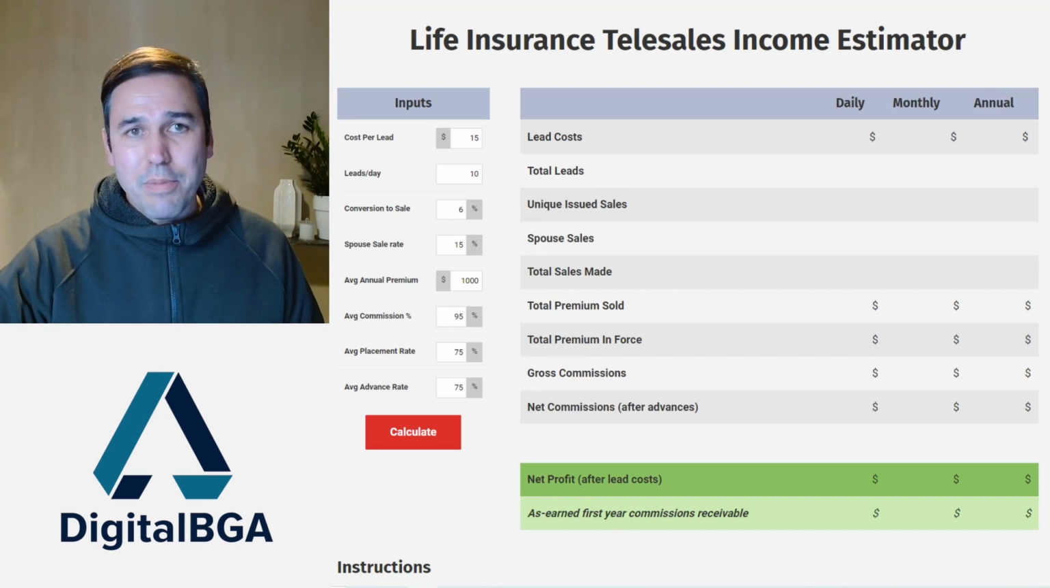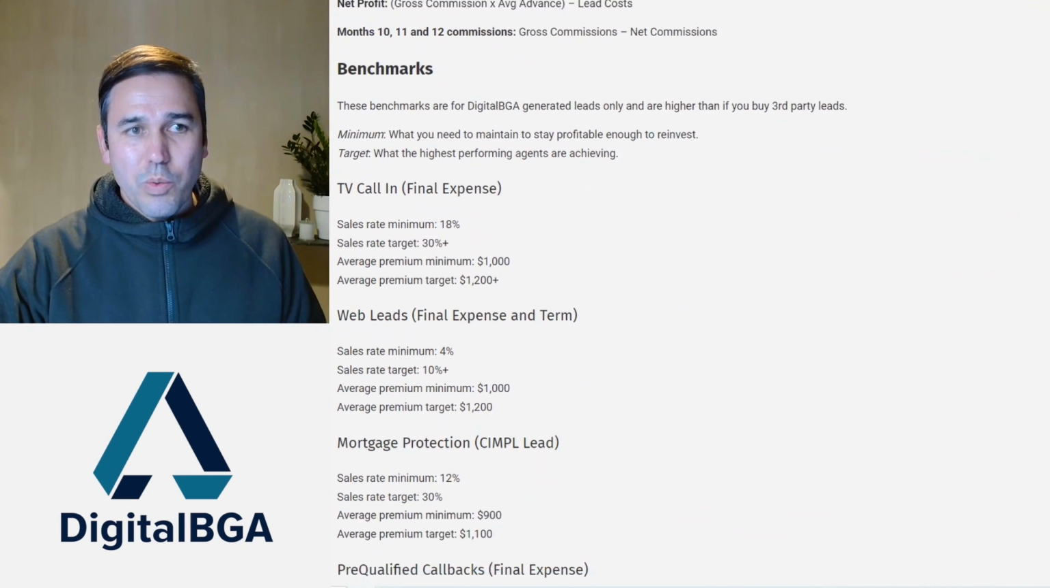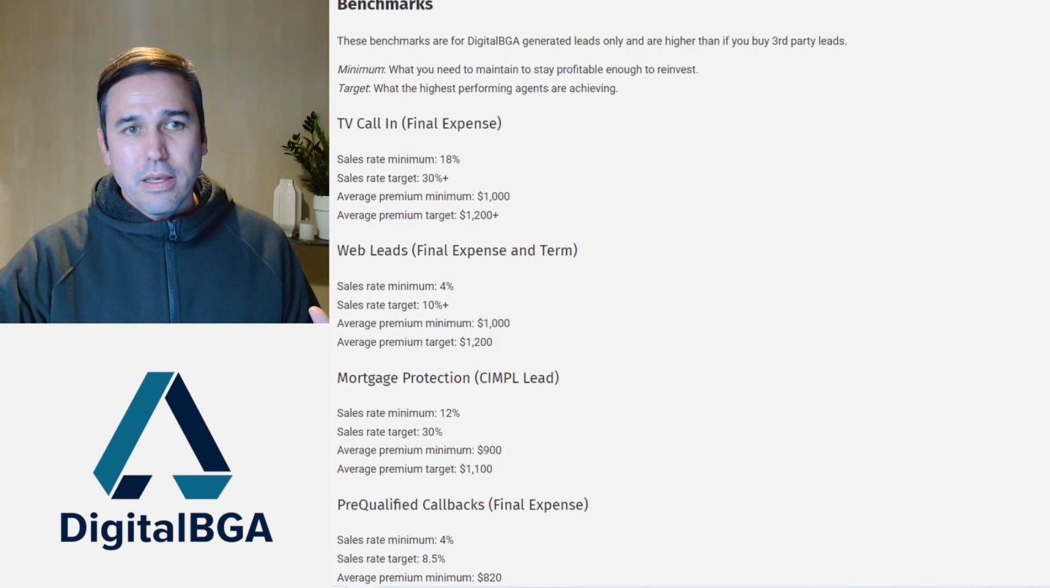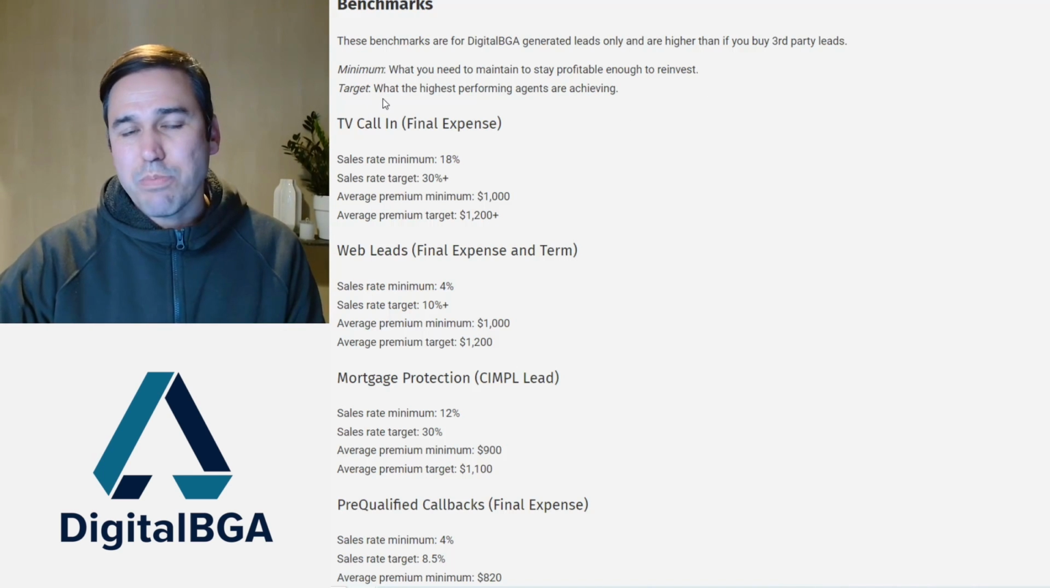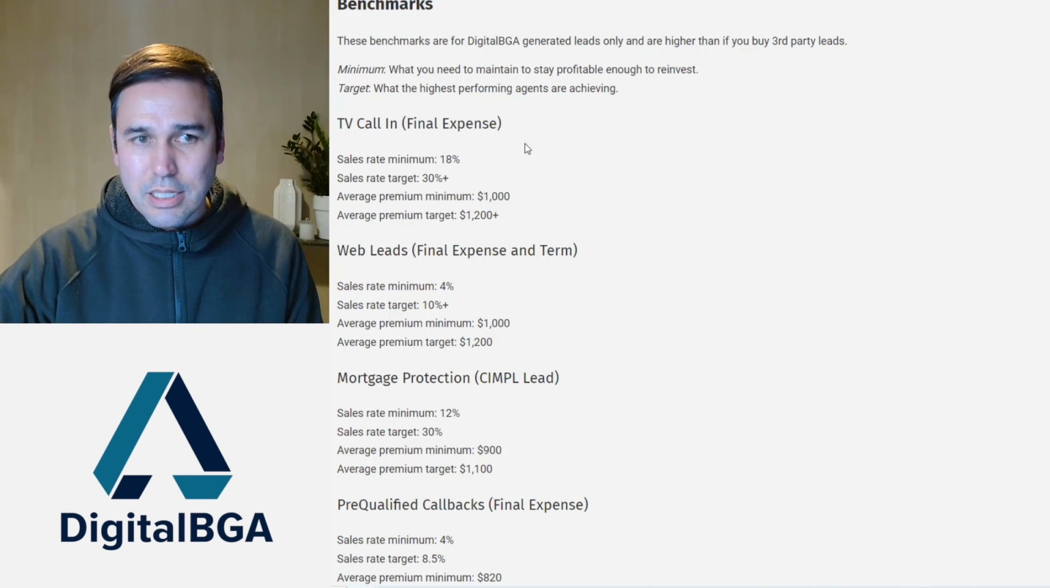So at the very bottom here, if you're a Digital BGA agent, we have benchmarks. All right, so for each lead type, minimum is what you need to maintain to stay profitable enough to reinvest in your business, to keep buying leads. That's minimum, right? Target is what the highest performing agents are achieving consistently.